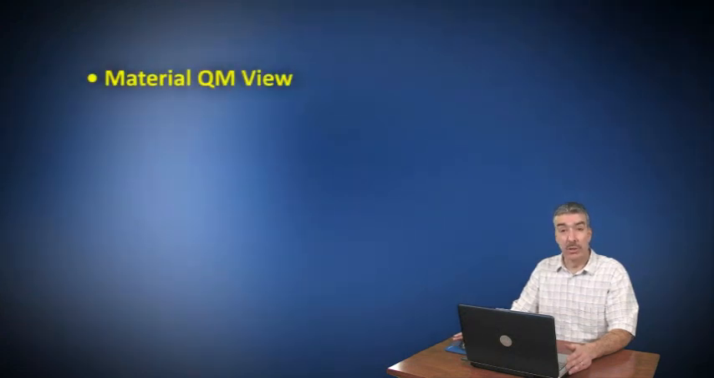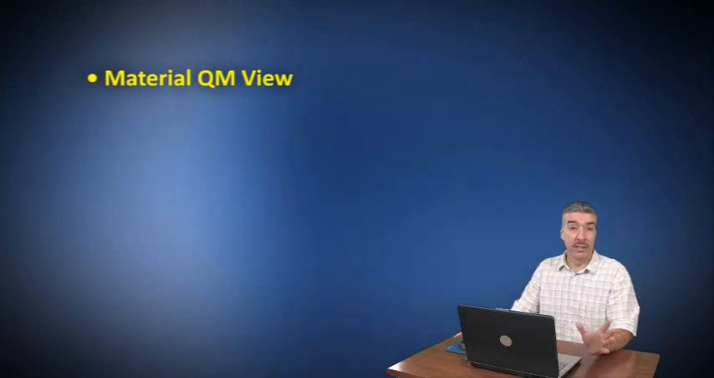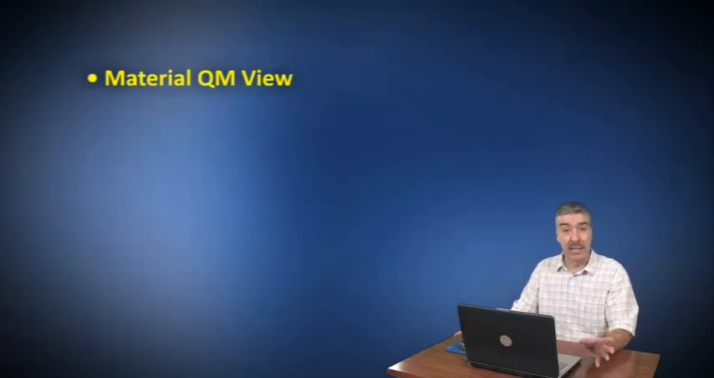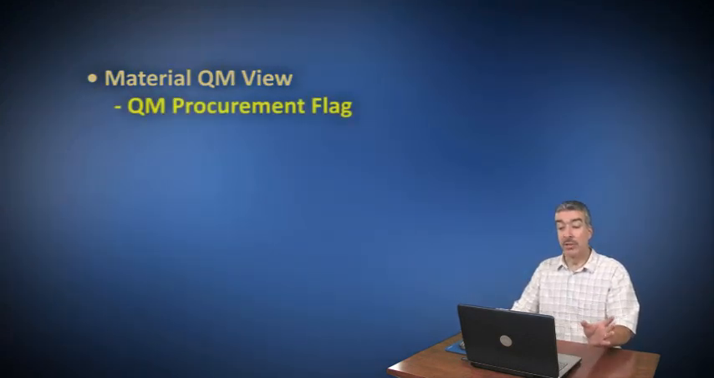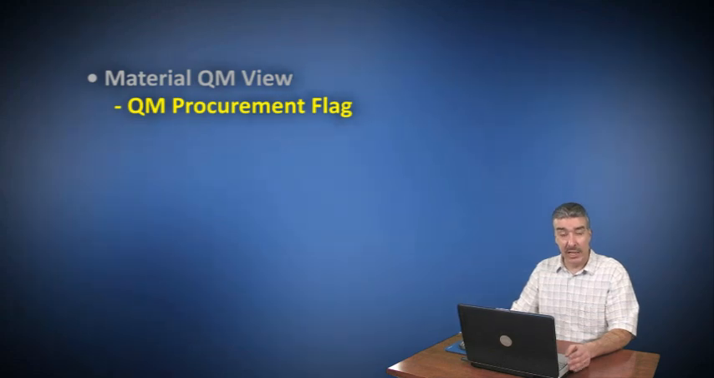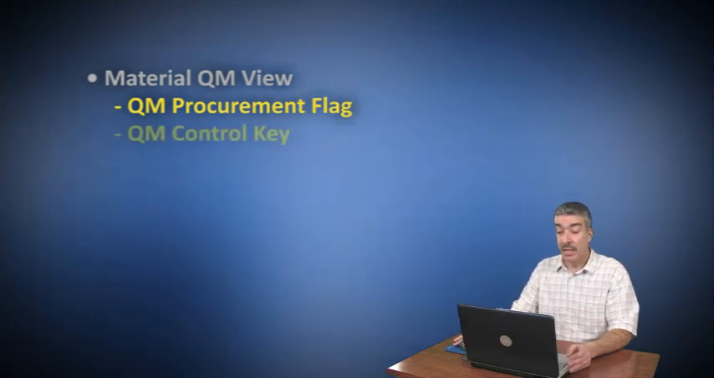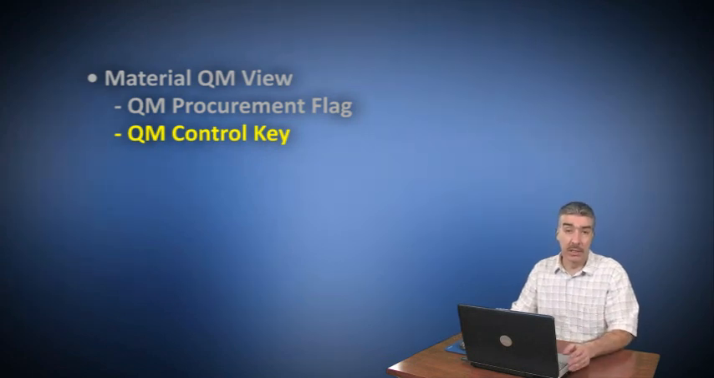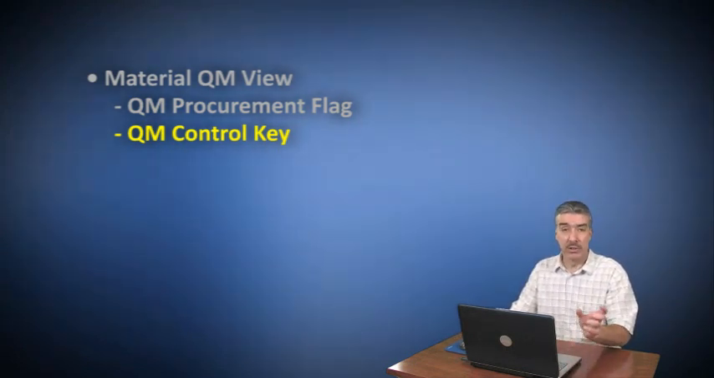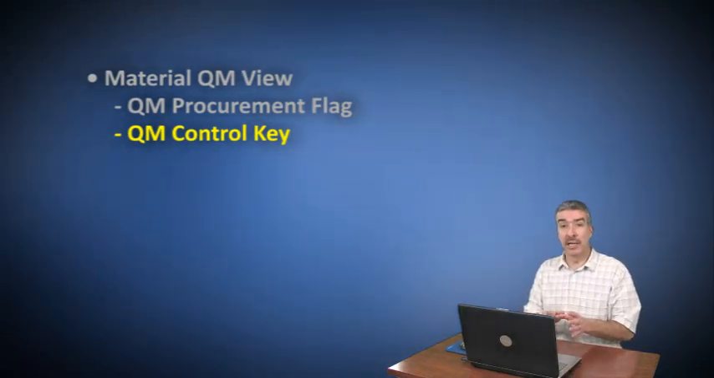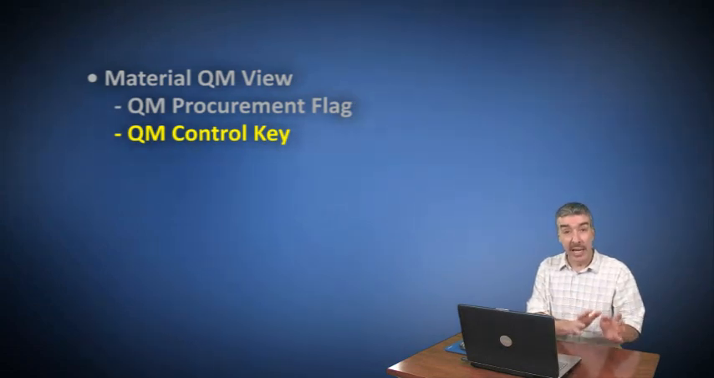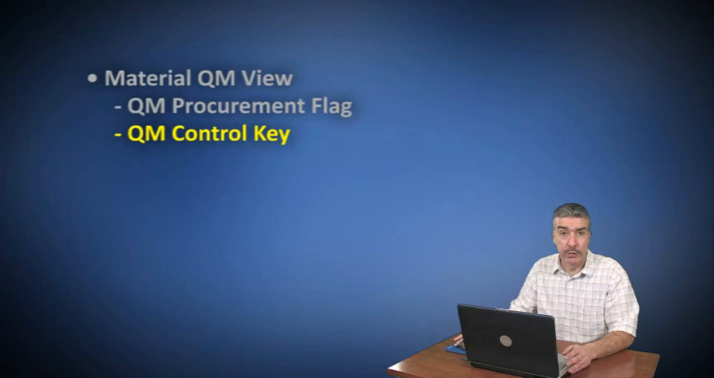Now let's look at some of the key steps for making this functionality happen. First, we're going to look at the material QM view. There are some key settings on there that need to be set before the quality information record is even looked at. The first item is what we call the QM procurement flag that needs to be checked on the quality management view. And then along with that is what we call a QM control key. There's configuration behind that setting that says whenever you have this set, if purchasing goes to buy, there has to be a quality information record out there first.